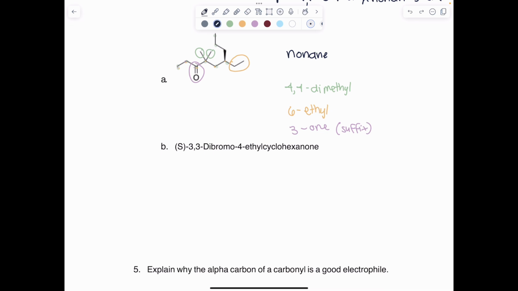Okay, part B, this time we're working backwards, so we have a written name that we need to draw the corresponding structure. So the first thing I like to do is find the parent chain. So the parent chain for this one is cyclohexane-one. And since there's no number before the one, we know that it's a ring, the cyclohexanone, the carbonyl carbon is going to be at position 1. So the parent chain is a 6-membered ring with a carbonyl at position 1. And we know that that's position 1 because it's a ketone with no other higher priority groups.